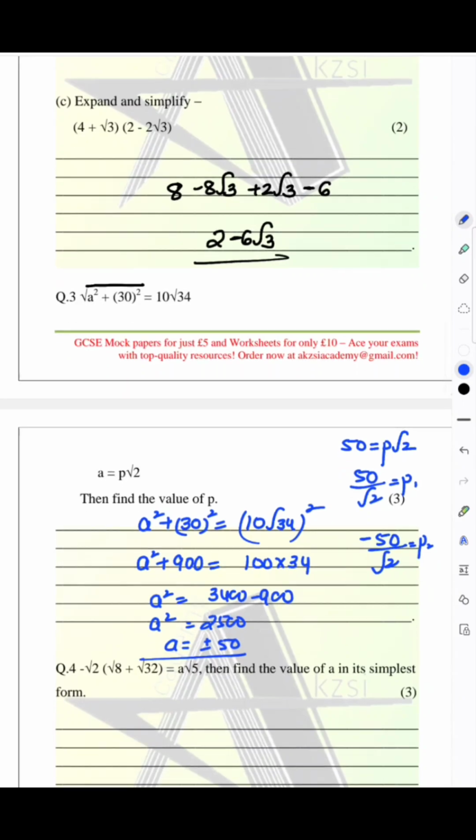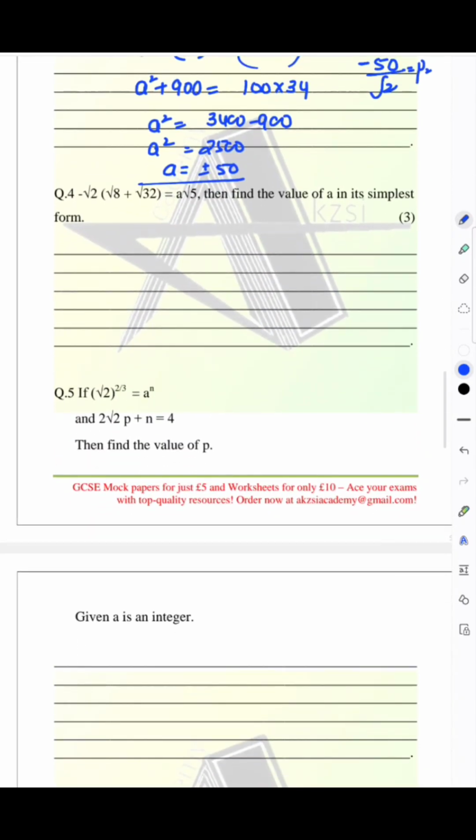See question number 4. Minus root 2 in brackets root 8 plus root 32 is equal to a root 5, and then find the value of a in its simplest form. So multiplying root 2 times minus root 2, actually it should be positive. So positive root 2 times root 8 will give you root 16, and root 32 times root 2 will give you root 64, is equal to a root 5.